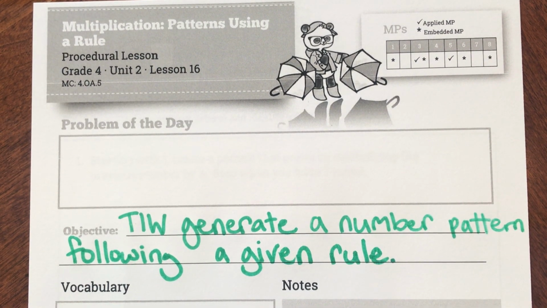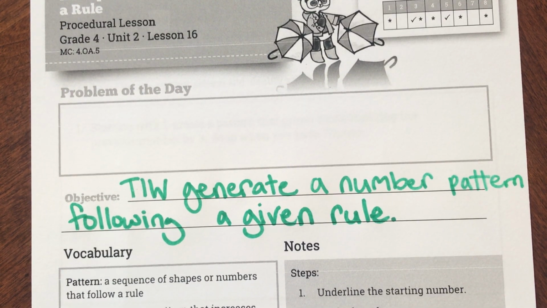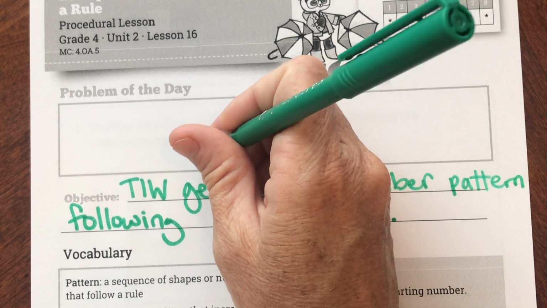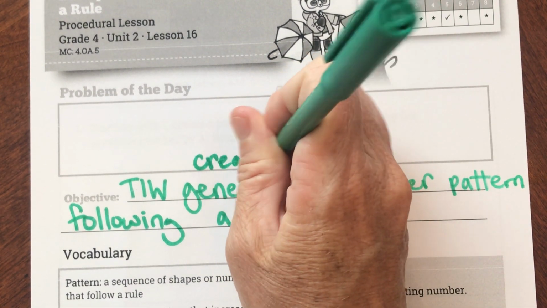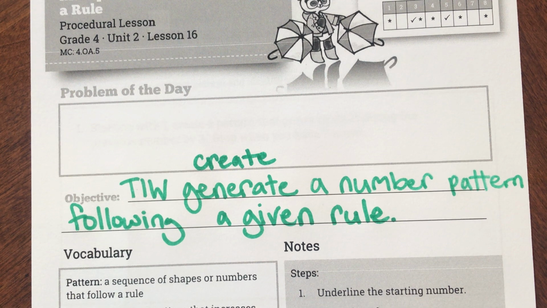Okay, so let's look at that one more time. Today I will generate. Generate's just another word for create. So today I will create a number pattern following a given rule. We actually did patterns in the last unit in lessons 8, 9, and 10, so we've already had 3 lessons on patterns.